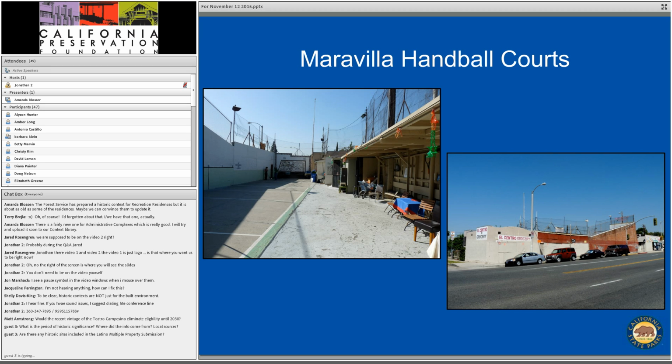So I hope that this maybe narrows down and focuses, gives some specific instances of the use of context and its importance, and at the same time plugging the multiple property submission. I hope that the slide that showed you how brief the statement of significance can be if you're nominating under cover of a multiple property submission illustrates how this document can facilitate writing nominations, as opposed to, we like to see at least 5 to 10 pages of context per nomination.